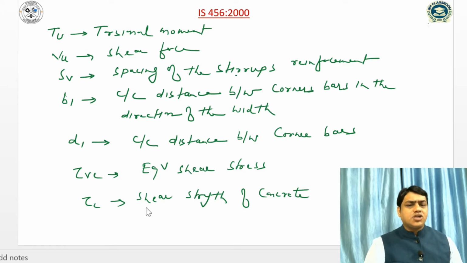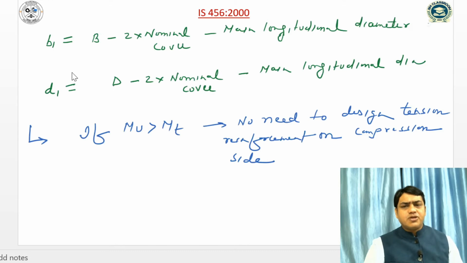Tau v is the equivalent shear stress, and tau c is the shear strength of concrete. So how to compute this b1 and d1? Let us assume b is the width and capital D is the overall depth. So b1 is b minus 2 into nominal cover minus main longitudinal diameter. Similarly, d1 can be computed as total depth minus 2 into nominal cover minus main longitudinal diameter. If Mu is greater than MT, there is no need to design tension reinforcement on the compression side.